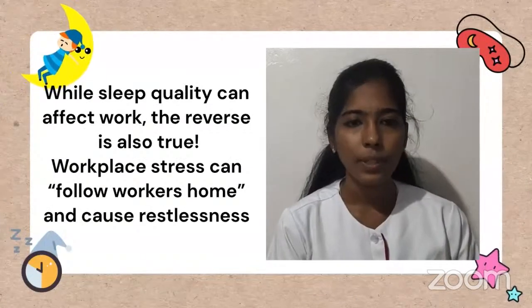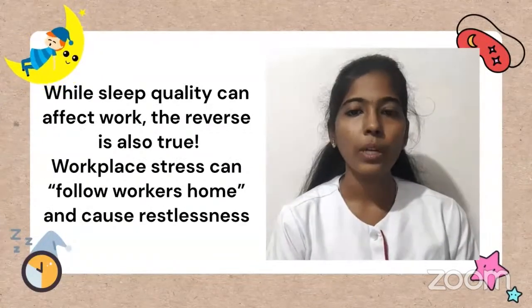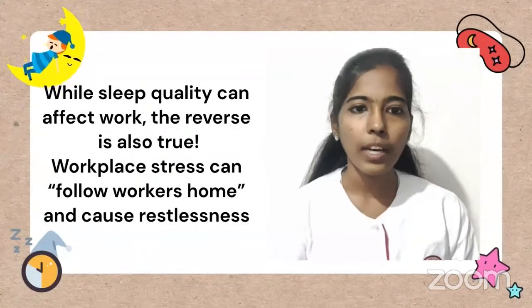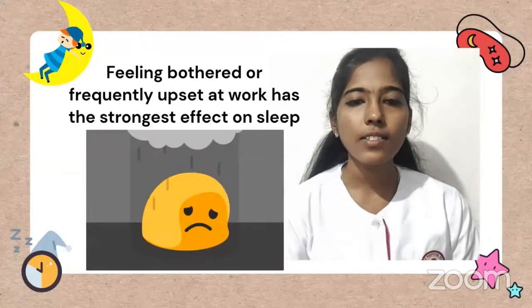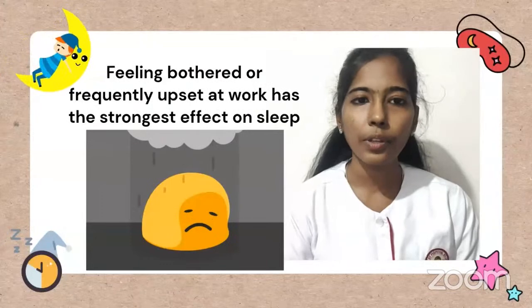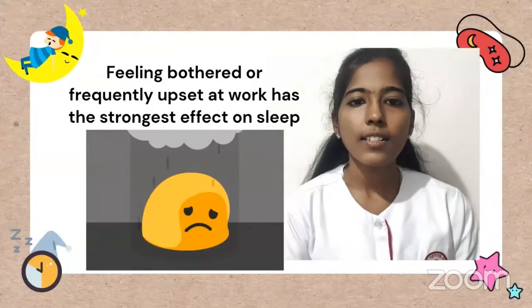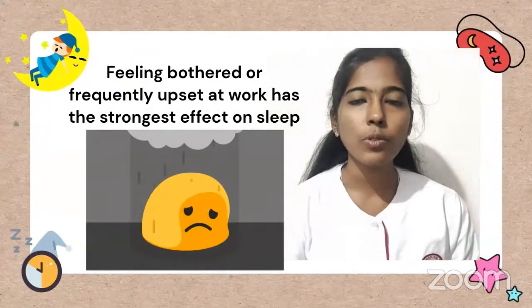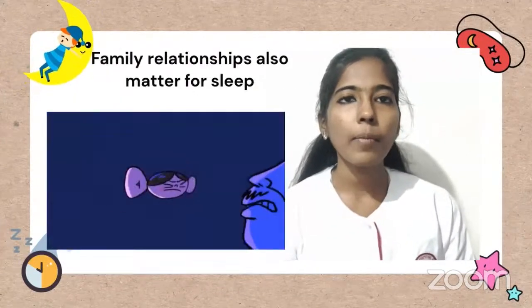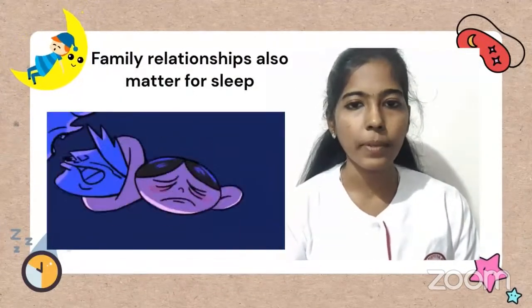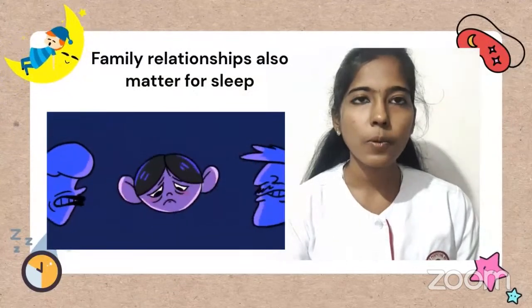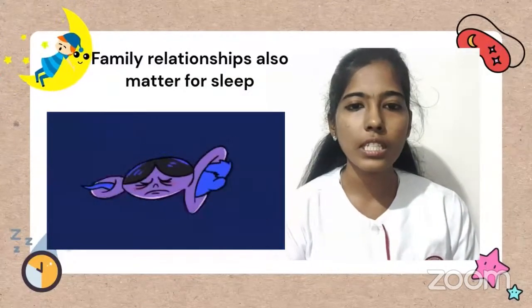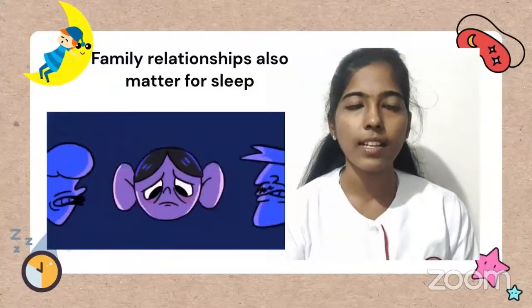Social factors and poor sleep. While sleep quality can affect work, the reverse is also true. Workplace stress can follow workers home and cause restlessness. Research suggests that feeling bothered or frequently upset at work has the strongest effect on sleep, even more so than low job security. Family relationships also matter for sleep, both immediate families such as spouse and children and also more distant associations with parents and siblings.